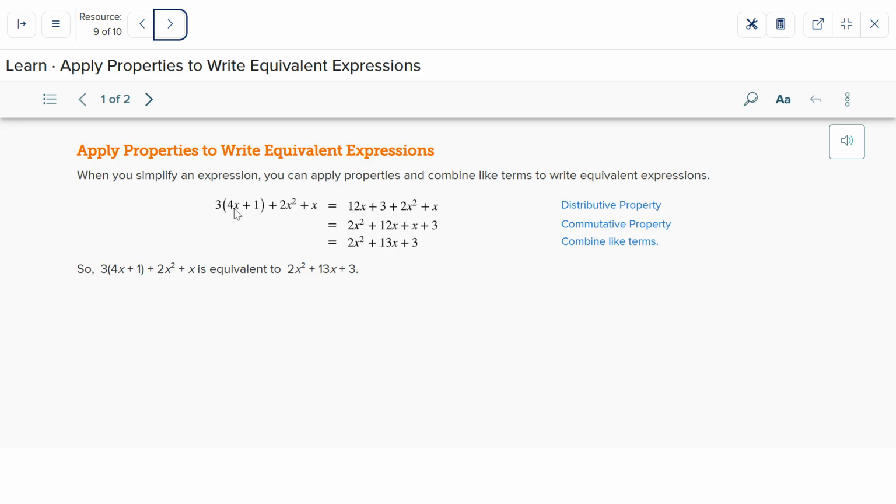So if we have 3 times 4x plus 1 plus 2x squared plus x, we can change that here to 12x. That's 3 times 4x plus 3, which is 3 times 1 right here, plus 2x squared, which is already there, plus x, which was also already there. And then we're reordering these to be 2x squared plus 12x plus x plus 3. And that does actually simplify down a little bit more because we're going to combine our 12x plus 1x here into 13x. So we end up with 2x squared plus 13x plus 3, which is equivalent to what we originally started with.